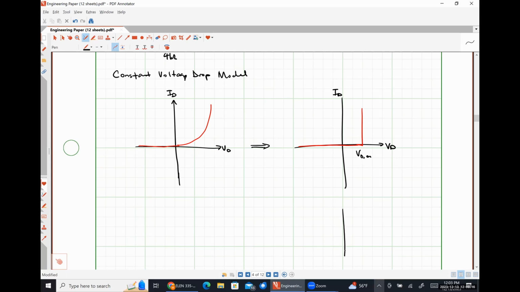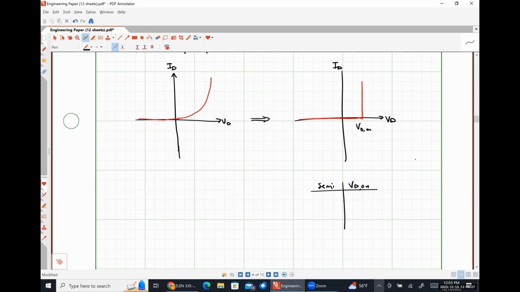So, left-hand column of this table is the semiconductor material, right-hand column is the on voltage. For silicon, 0.7. For germanium, 0.3. Gallium arsenide, 1.2 volts. So these assumptions are, again, very close to the built-in voltage for a silicon PN junction, a germanium PN junction, and a gallium arsenide PN junction.